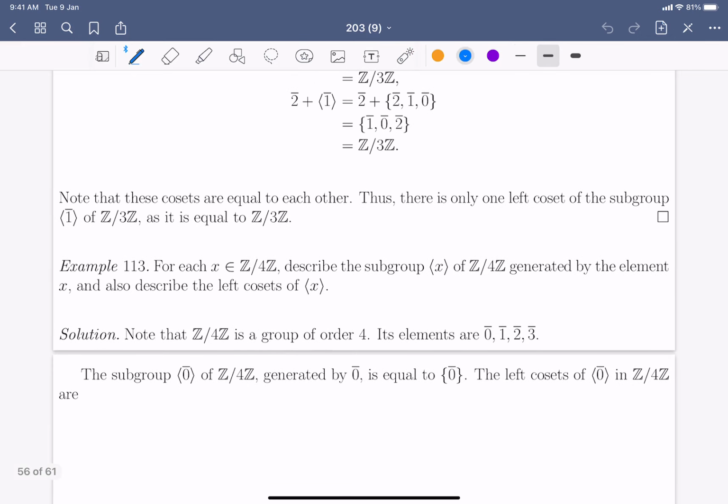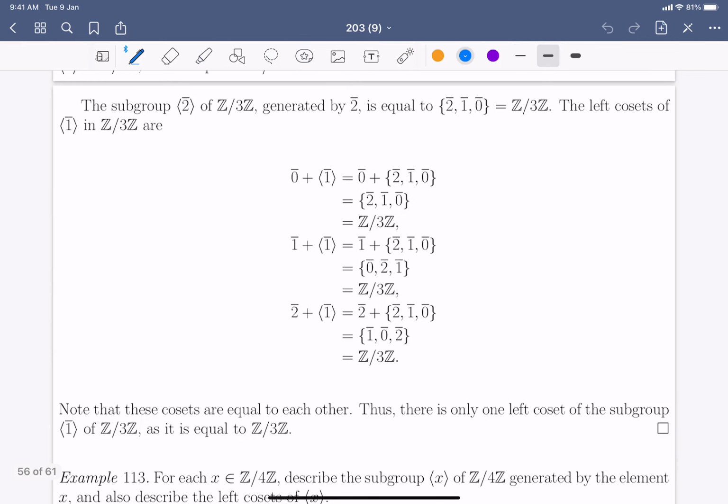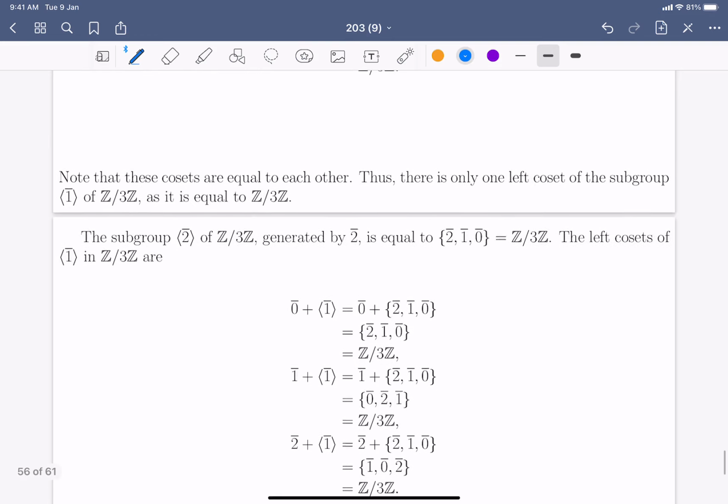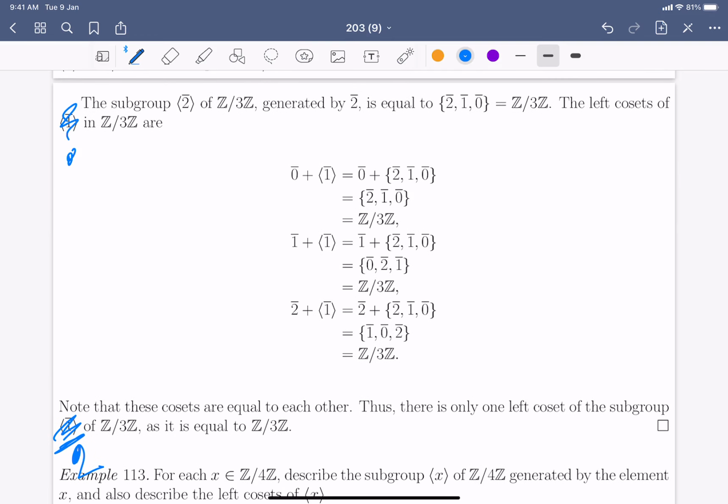Oops, I'm so sorry. The correction is that this has to be 2 bar. This has to be 2 bar. This has to be 2 bar, 2 bar, 2 bar.